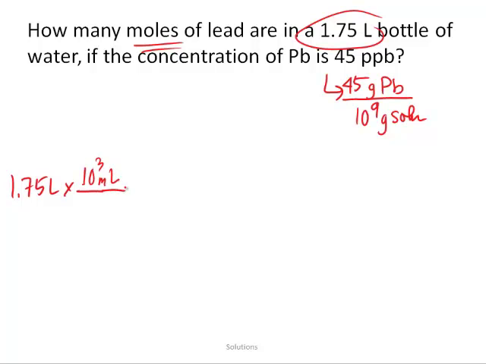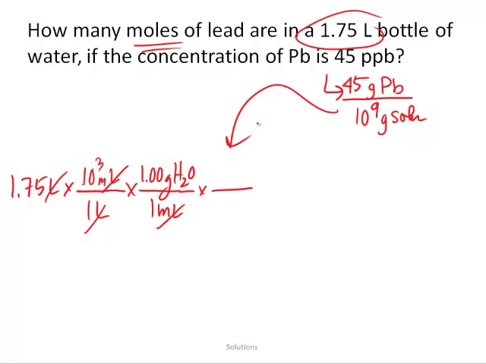Okay, and in 1 liter, there's 1,000 milliliters. Again, this is such a dilute solution, we can assume the density of water is 1.00 grams per milliliter. Milliliters cancel out, liters cancel out. And here we're going to use our conversion factor. If we had 1 billion grams of solution, we'd have 45 grams of lead.